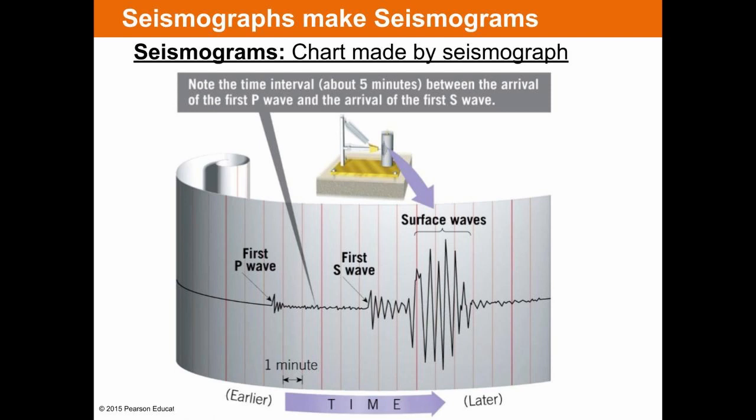Seismograms, or the charts made by seismographs, flow laterally along with time, and they also flow up and down along with intensity. So the larger a movement on the seismograph, the more the Earth was moving, and the wider the movement, the longer it took to move.